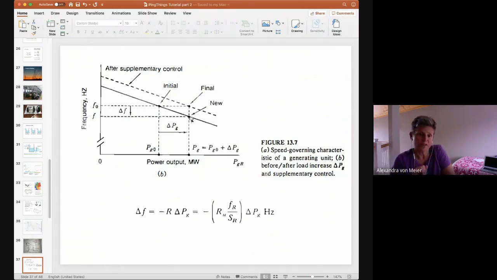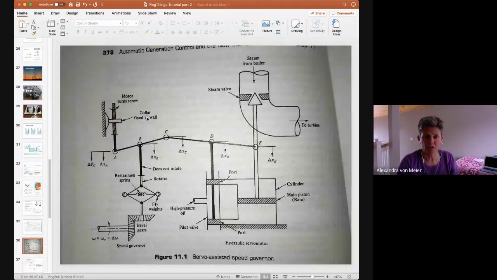So now comes a secondary frequency control where we gradually adjust a screw on this contraption, and this is where the motor turns the screw.